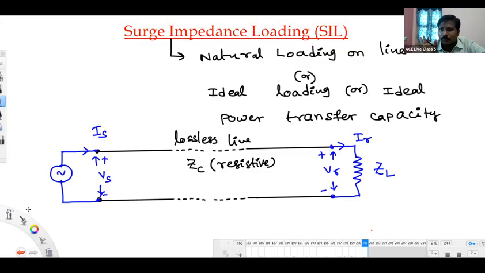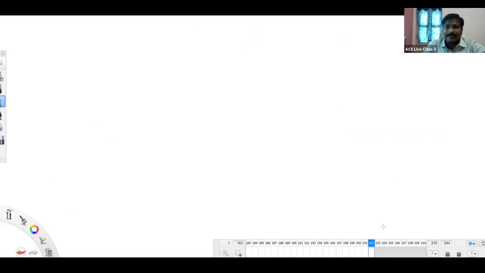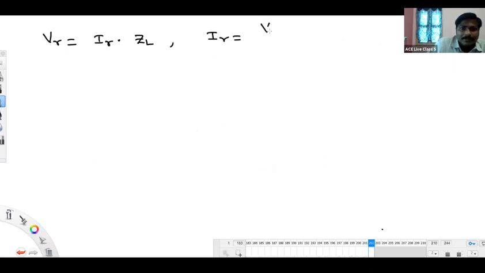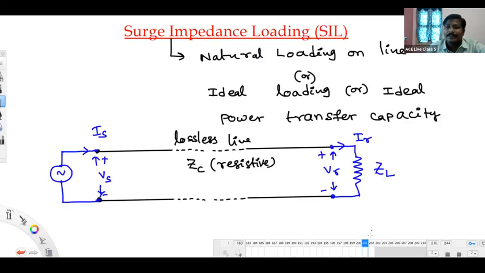Let's continue. Some small relations I am going to take up. VR is equal to IR into ZL, else IR equals VR by ZL. At the receiving end side, VR is equal to the receiving end current into the load impedance. So IR is equal to VR by ZL.